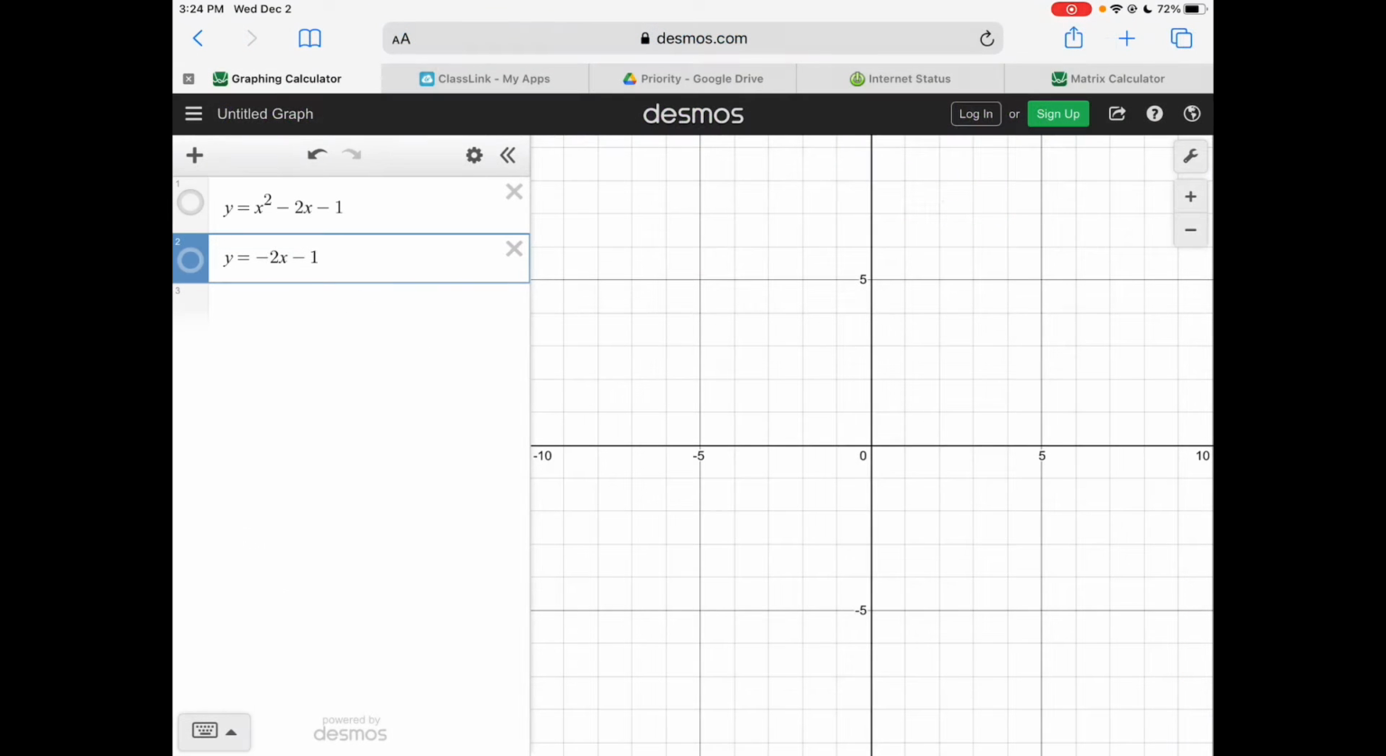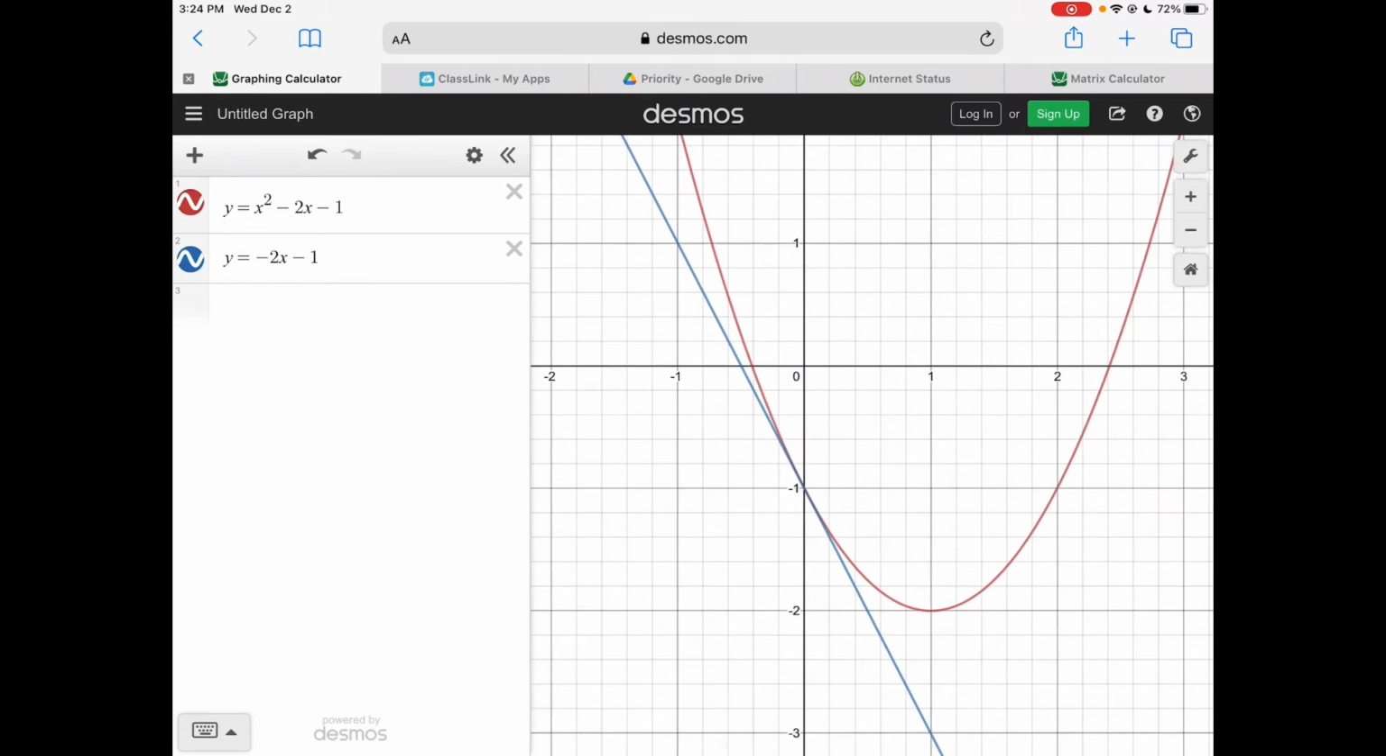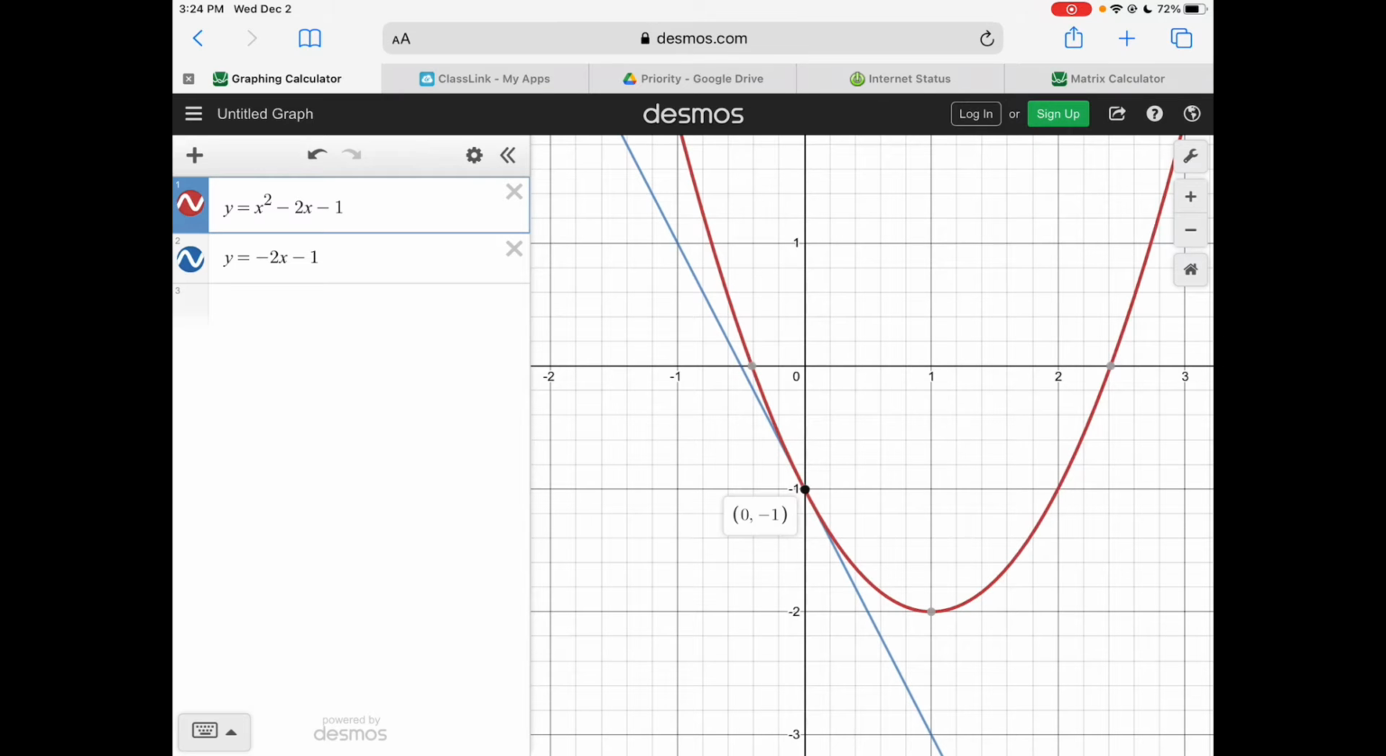Here we are in Desmos. First, let me show you the parabola. That's our non-linear part of this system. And then second, here is the line. And so you can see that these two intersect. So let's go ahead and zoom in here so that we can see a little better. And they only intersect in one spot right there.